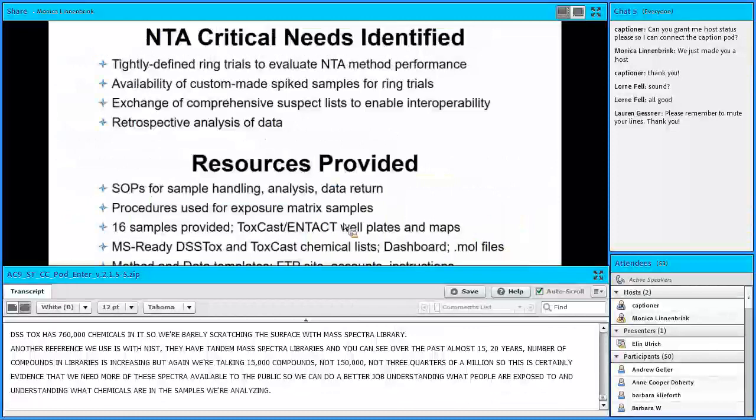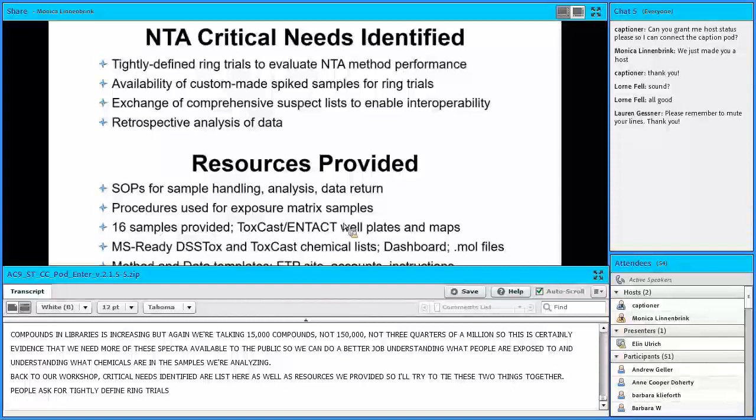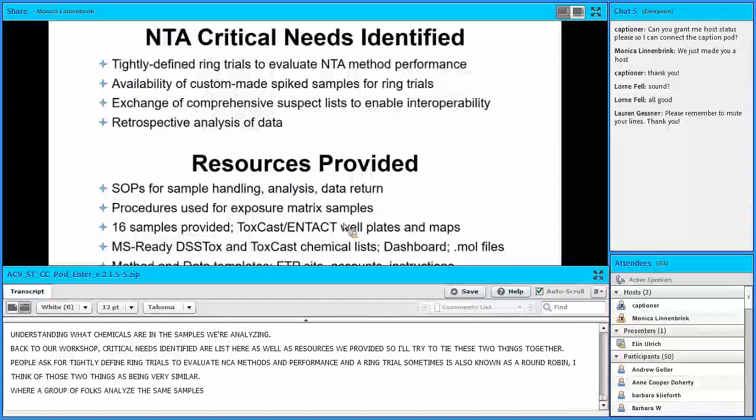So back to our workshop, some of the critical needs that were identified are listed here, as well as the resources that we provided. So I'm going to try and tie these two things together. People asked for tightly defined ring trials to evaluate their NTA methods and performance. And a ring trial sometimes is also known as a round robin. I tend to think of those two things as being very similar, where a group of folks all analyze the same samples to try and come to a consensus. And so that's exactly what we've done.